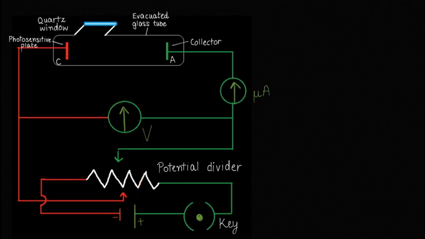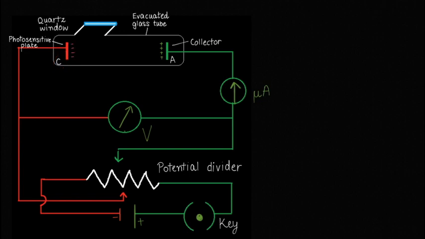Fine. Now let us suppose you apply some potential. This potential is measured by your voltmeter. Now if you apply potential here, what happens? This green line, okay, the one which is connected to the collector will become a positively charged plate. And the one which is connected by the red line, your photosensitive plate, will become a negatively charged plate. Your cathode will become negatively charged.